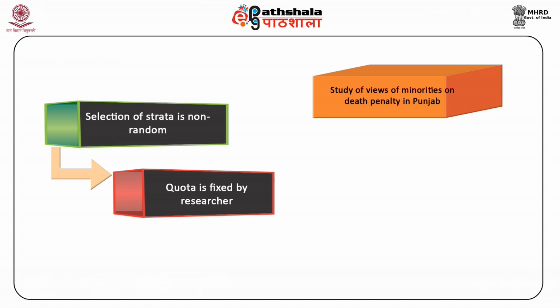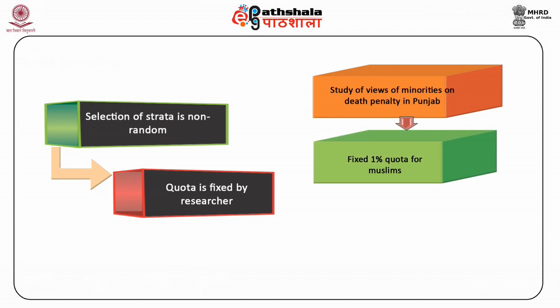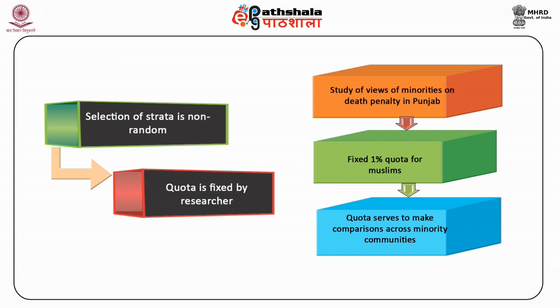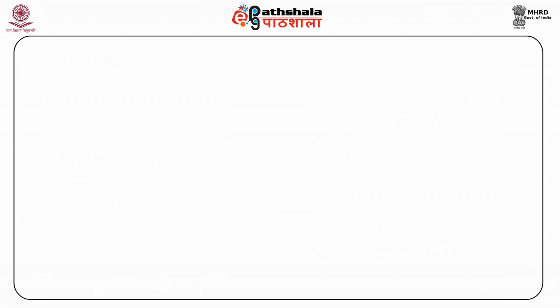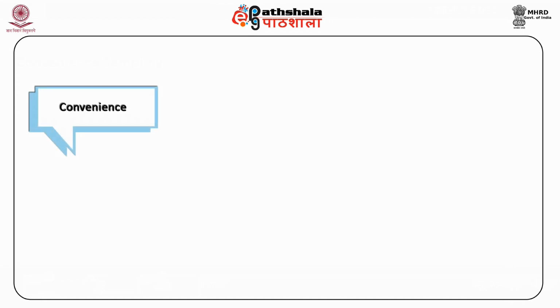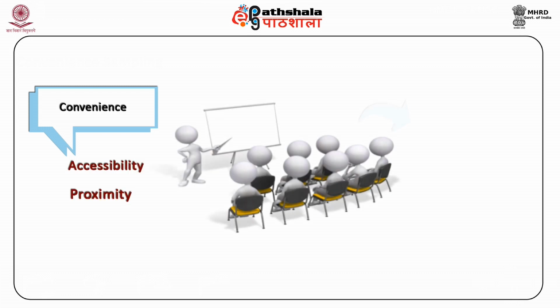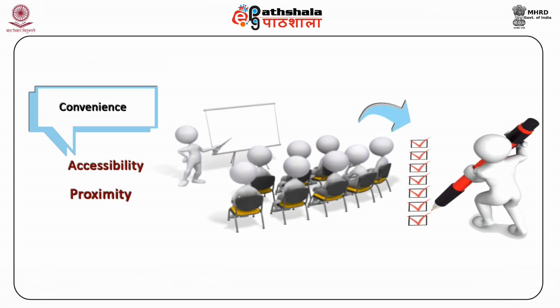To ensure their inclusion in the sample, a fixed 1% quota in the sample is fixed by the researcher, even though it is not representative of the population. The quota, however, serves to make comparisons across all the minority communities. Another form of non-random sampling is convenience sampling. Under this technique, the samples are selected according to the convenience in terms of accessibility and proximity to the researcher. This method does not produce a representative sample.